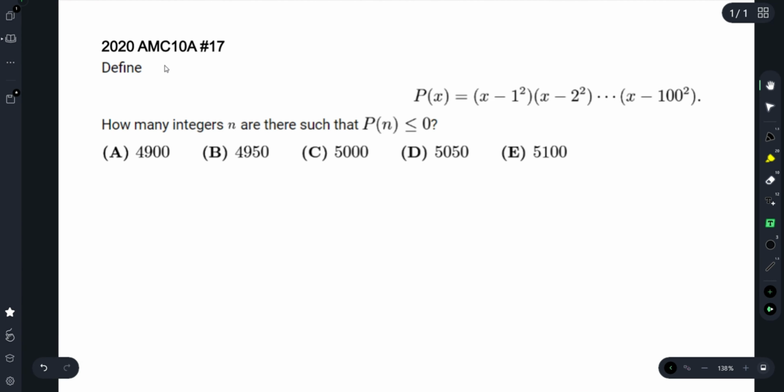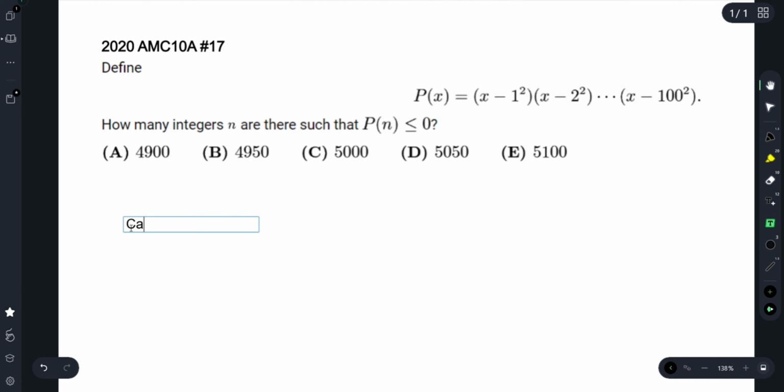Alright guys, today we're talking about 2020 AMC 10A number 17. Define P(x) as (x-1)^2 (x-2)^2 ... (x-100)^2. How many integers n are there so that P(n) is less than or equal to 0? Okay, so we can split this into two cases.